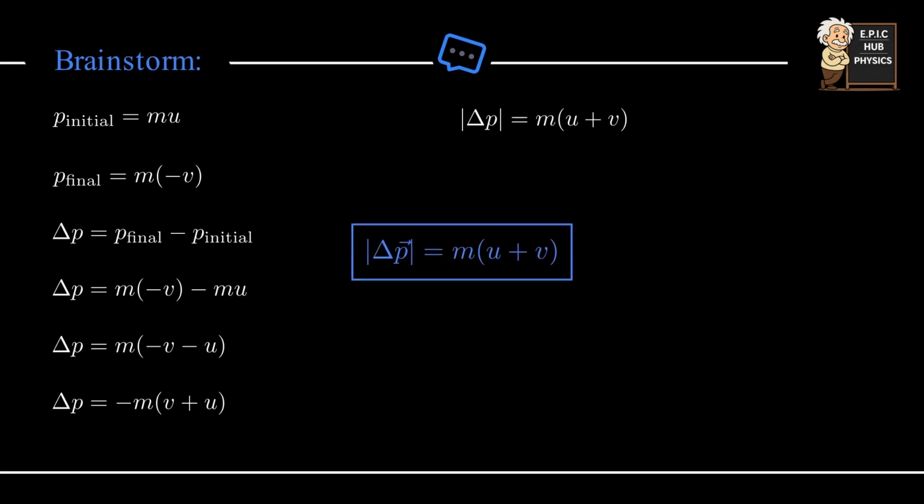What did we do? We started by writing expressions for the initial and final momenta of the sphere. Because the sphere rebounds from the barrier, its velocity reverses direction, so the final velocity carries a negative sign. Next, we used the definition of change in momentum, which is final momentum minus initial momentum, and substituted these expressions. After simplifying the algebra, we obtained negative m times the quantity v plus u. Finally, since the question asks for the magnitude of the momentum change, we took the absolute value, giving m multiplied by the quantity u plus v.